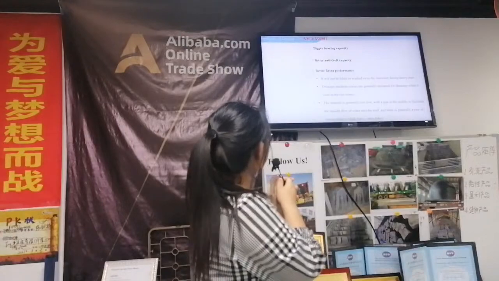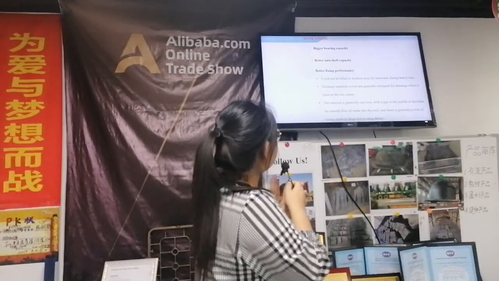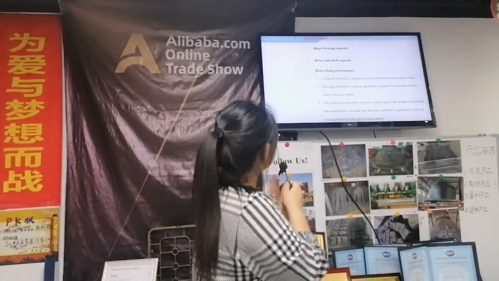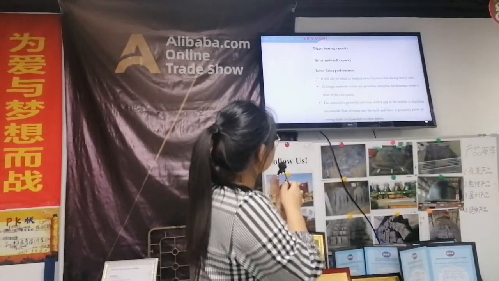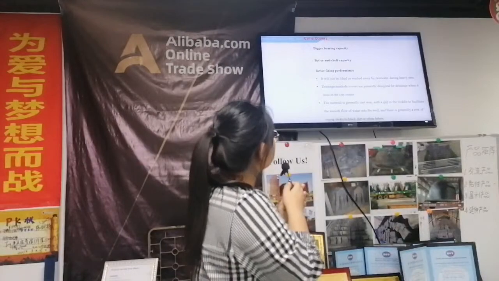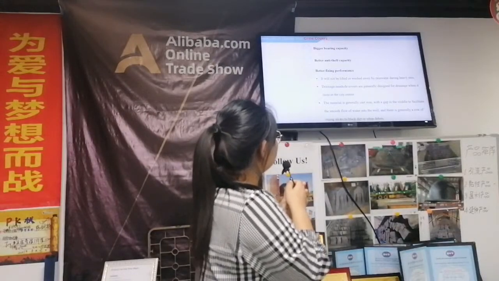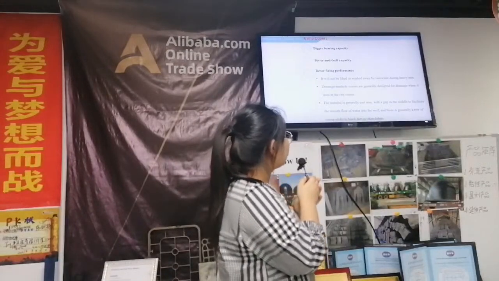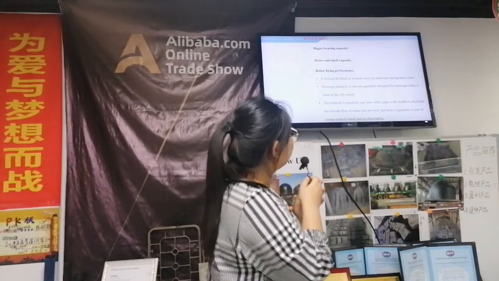Next, I will introduce the features of ductile iron grill cover. There are many features. First is bigger bearing capacity. Second one is better anti-slip capacity. Third is better fixing performance. It will not be lifted or washed away by rainwater during heavy rain.